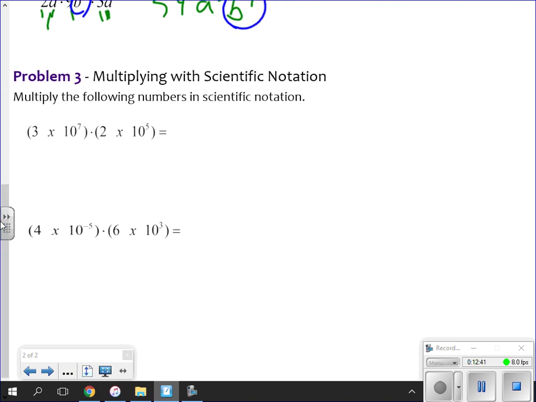And one last thing, scientific notation, which I really like. Scientific notation was invented for one reason and one reason only: to multiply really ginormous numbers or really teeny tiny numbers, to multiply and divide them. That's all scientific notation is about.